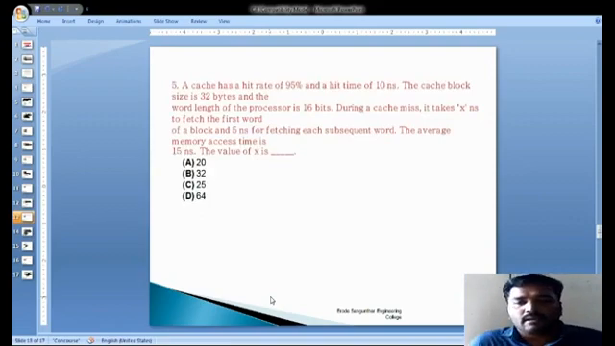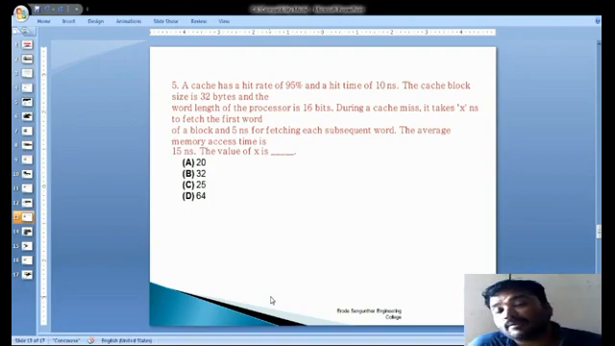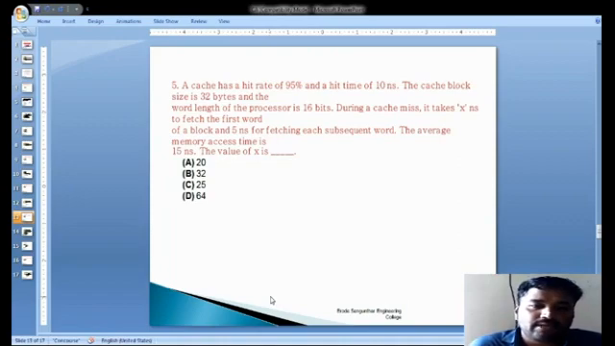Next, we'll put it in this way. They are asking the X value in this. So what is X? We will see. The cache has a hit rate of 95% and hit time of 10 nanoseconds. The cache block size is 32 bytes and the word length of the processor is 16 bits. During a cache miss, it takes X nanoseconds to fetch the first word of the block and 5 nanoseconds for fetching each subsequent word. The average memory access time is 15 nanoseconds. Find the value of X.